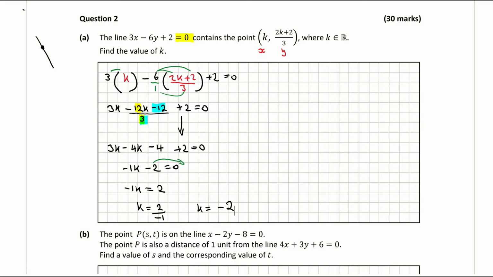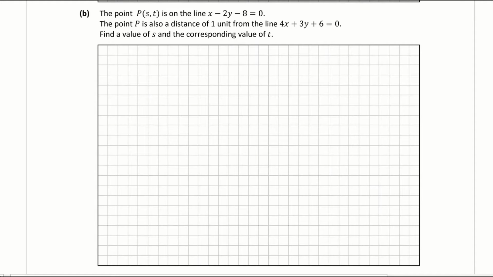Part B. The point P is on the line. The point P is also a distance of 1 unit from the line 4x plus 3y plus 6 is equal to 0. Find a value of S and the corresponding value of T. So let's see what this would look like if I was to sketch it. So I have a point P on this line x minus 2y minus 8 equals 0, and P is on that line.